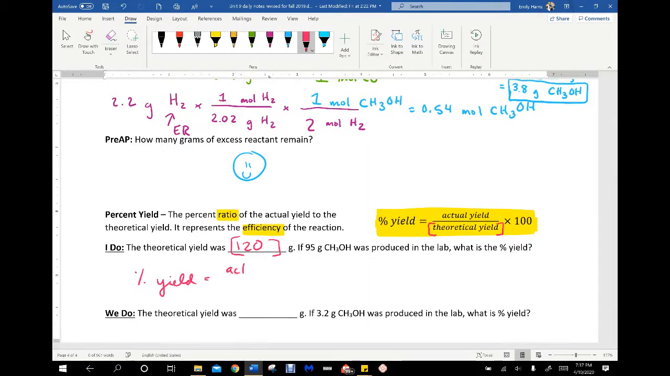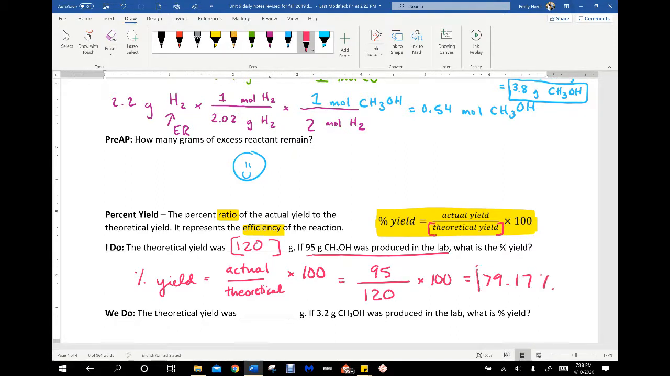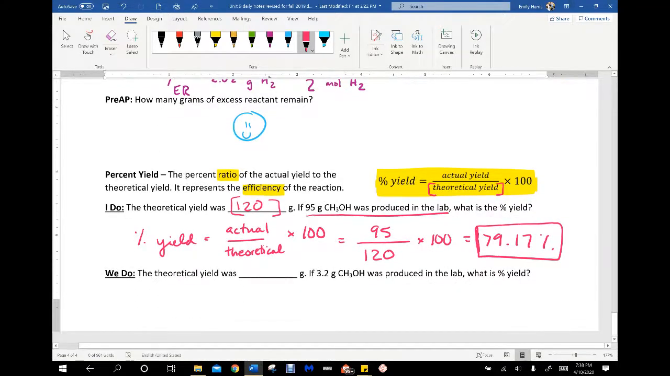So percent yield is actual yield over theoretical yield times 100. So it says if 95 grams was actually produced in the lab, what is the percent yield? So we take our 95 actual yield over our 120 gram theoretical yield and multiply by 100. So 95 divided by 120 times 100, that gets me 79.17%. So about an 80% yield, not terrible. I've definitely seen worse than that.